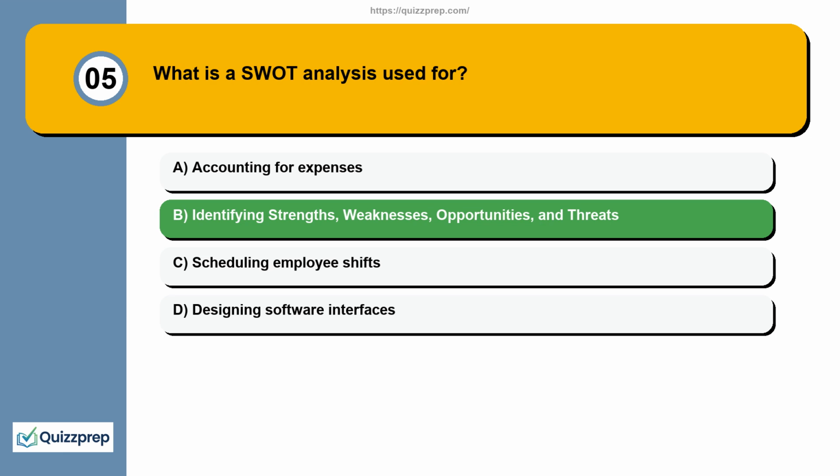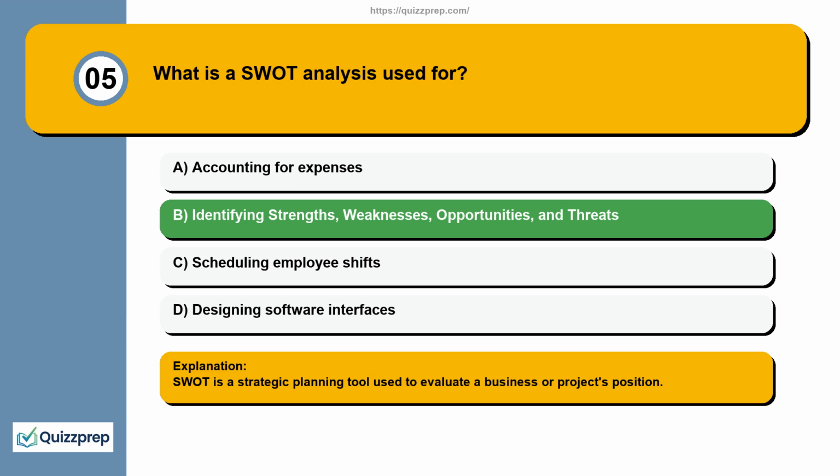The correct answer is option B. Identifying strengths, weaknesses, opportunities, and threats. Explanation. SWOT is a strategic planning tool used to evaluate a business or project's position.